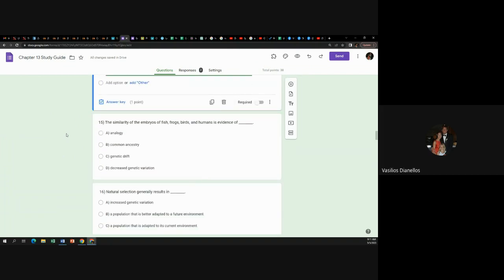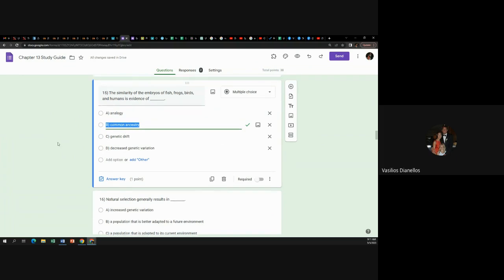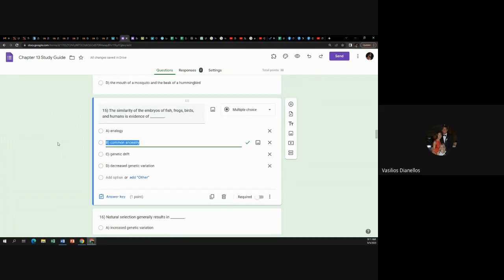All right, the similarity of embryos. We can just leave it at that, really. The similarity of embryos of a bunch of different things is evidence of common ancestry. So homologies, like we talked about earlier, that's evidence that we share a common ancestor, and so is the way our embryos look. And hopefully you can remember the picture on the PowerPoint slide, how all of our embryos basically look the same at one point, and that is evidence of common ancestry. Any questions about that?